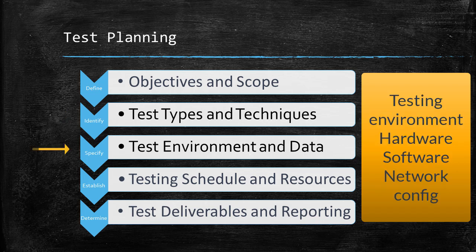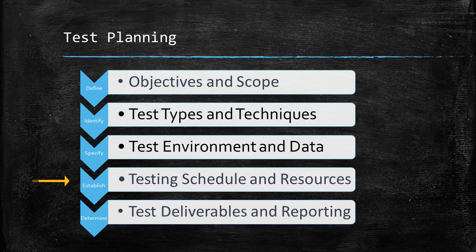Test environment and data. Specify the environment in which testing will take place, including hardware, software, and network configurations. Determine what test data will be required, and how it will be obtained, created, or generated. Testing schedule and resources. Establish a schedule for testing, including the start and end dates, testing phases, and milestones. Determine the resources needed for testing, including personnel, tools, equipment, and budget.